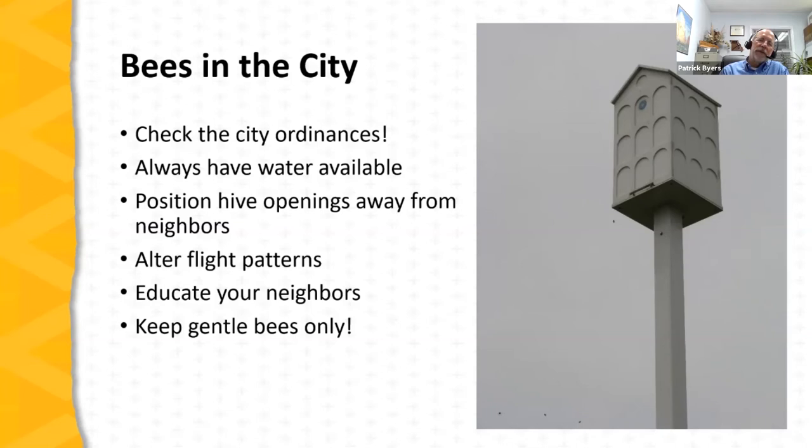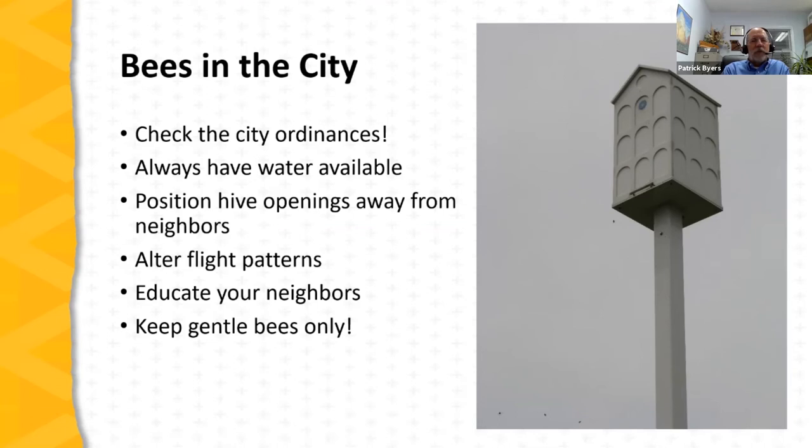So the first step, of course, is to check the city ordinances. There are cities that have been very proactive in allowing urban beekeeping, and then there are others who have laws on the books that prohibit bee colonies within city limits. So it's important to check the city ordinances first. Secondly, always, always have water available close to the colonies. As I mentioned before, nothing is more annoying to neighbors than having bees clustering around a swimming pool or a fountain or a bird bath. And if you don't have water available, bees will seek it out.